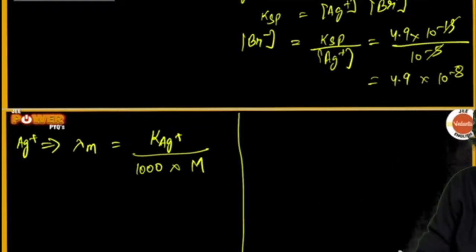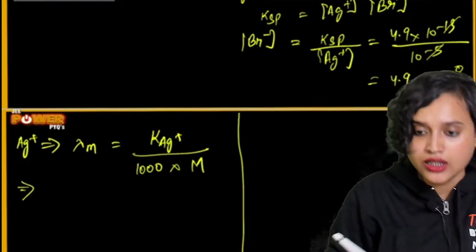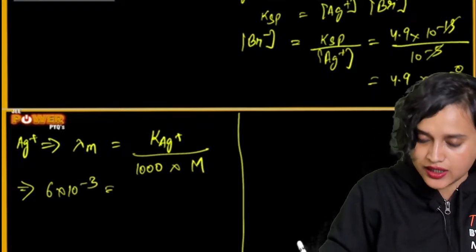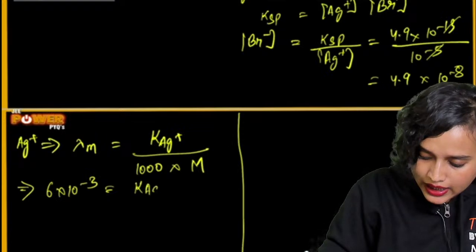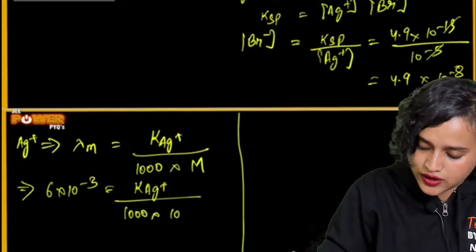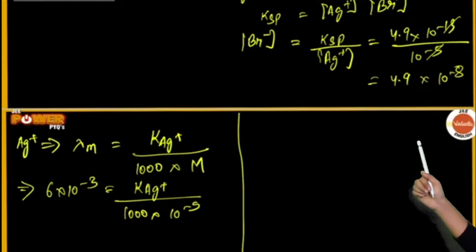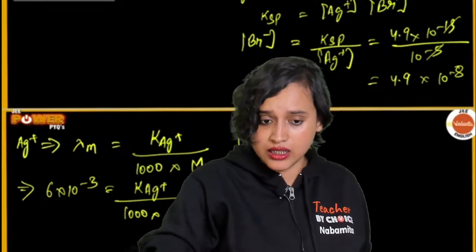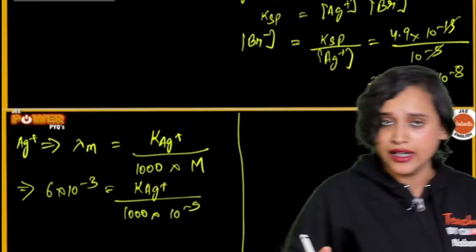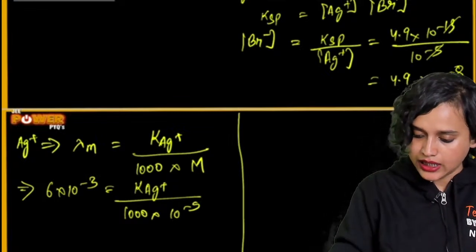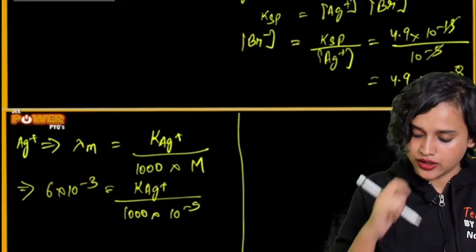Okay. Now, lambda is given to you. So this is 6 into 10 to the power minus 3 is equal to K Ag plus divided by 1000 into 10 to the power minus 5. Am I right? Everybody? Yes? Right. Okay. K Ag plus divided by 1000 into M.